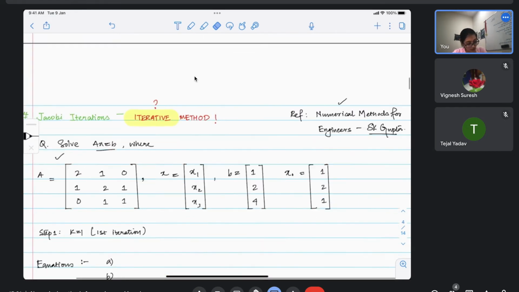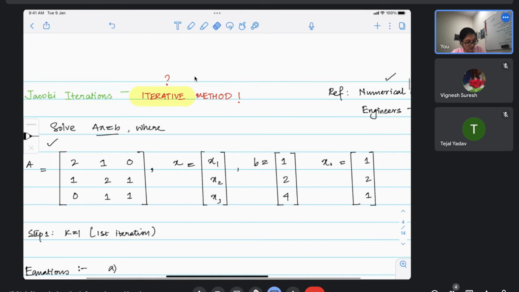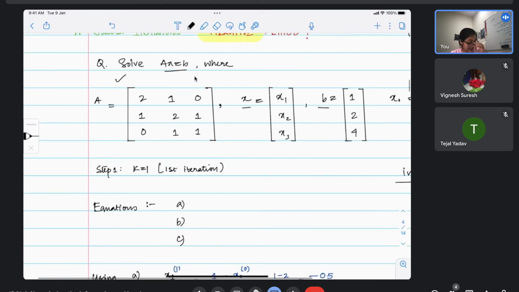Okay, so in this example, we have A, we have X, and we have B. Okay, we have the X vector, we have the B vector, and we have the initial values of X. Okay, whenever it is an iterative method, we are always given what X values we are supposed to start solving with. Okay, so these are the initial values. So what do we basically do in this method in order to start and find out the first iteration of x1, x2 and x3? What we'll basically do is, first let us write down the equations. Okay, with the help of the matrix, let us write down the equations.